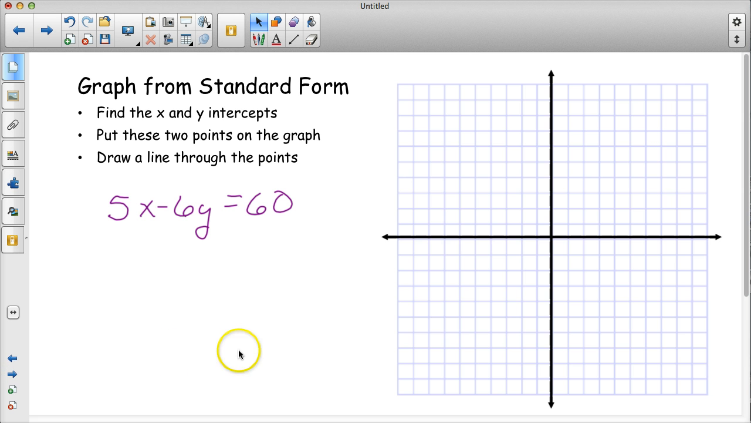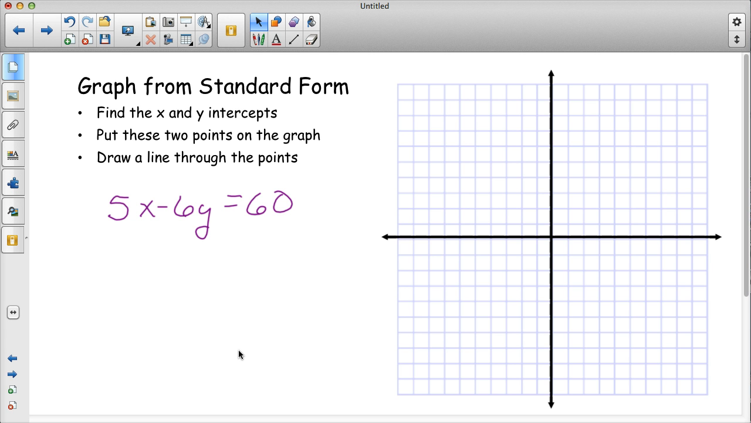Let's look at how to graph from standard form. First thing I want to do is find the x and y intercepts. I can then put these 2 points on the graph and draw a line through the points. So our example, 5x minus 6y equals 60, is in standard form because the coefficient of x, 5, is positive. It's okay for the coefficient of y to be negative. It's okay for c, or our constant term, to be negative. In this case, it's not. It's positive.